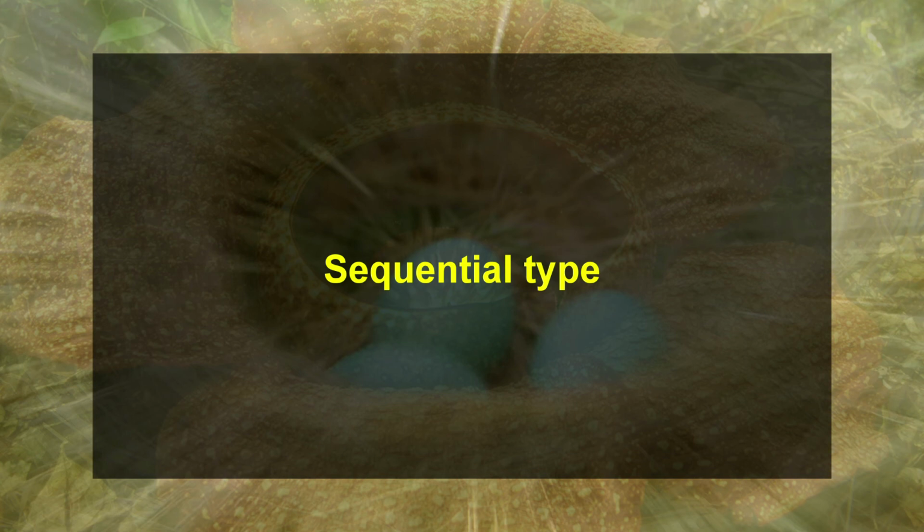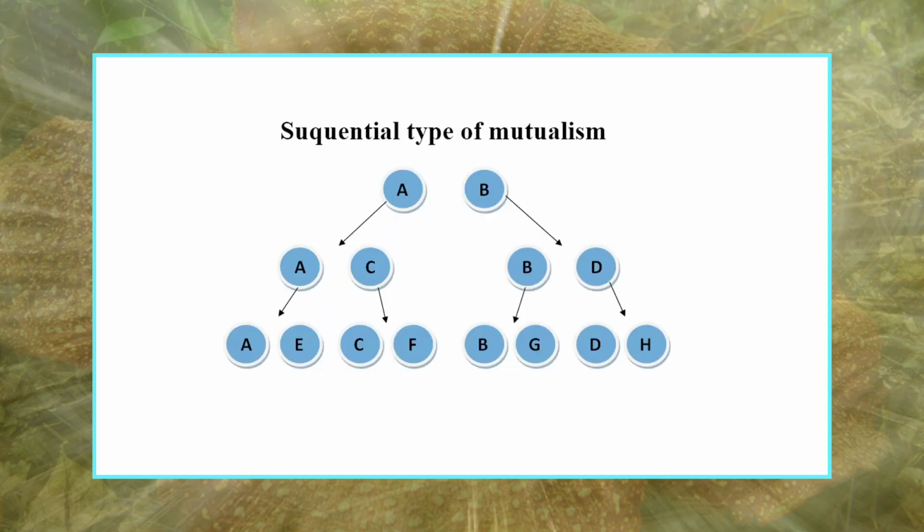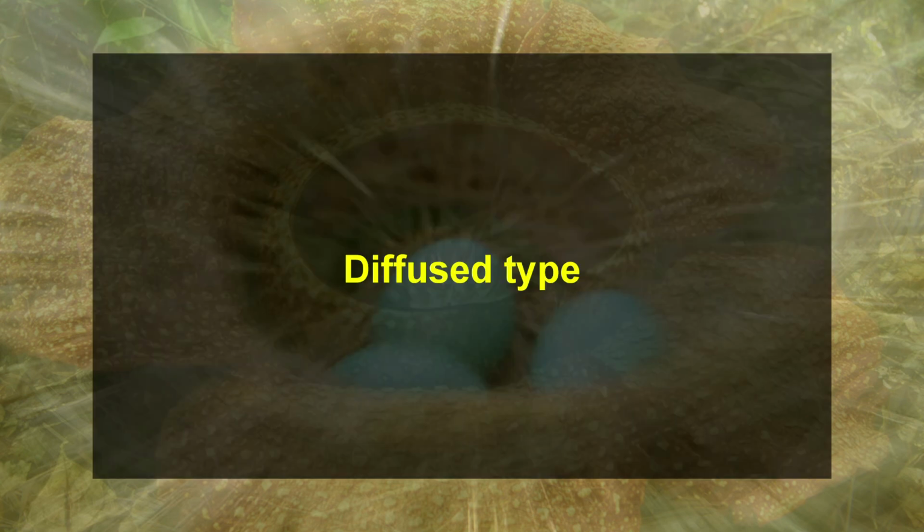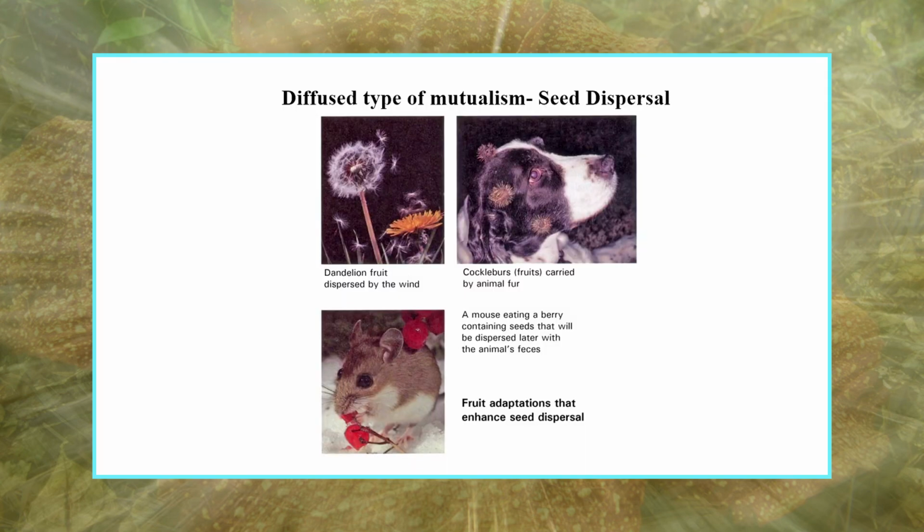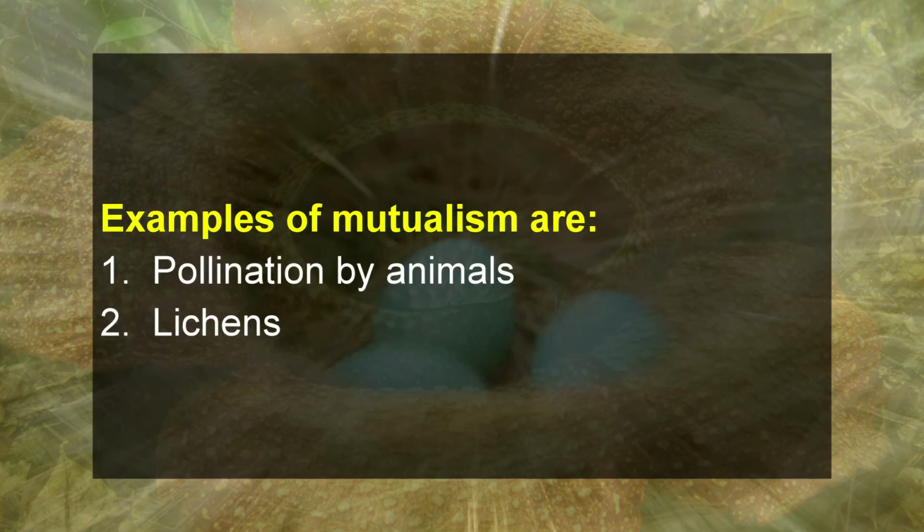Number 3, sequential type. Mutualism in which one or both mutualists have an association, leave and are able to establish new associations with another species and so on. Number 4, diffuse type. Mutualism in which any number of species singly or simultaneously interact with each other. Some examples of mutualism are pollination by animals, lichens, etc. Pedicularis and Dactylorhiza have same color and shape flowers to deceive the bumblebee.